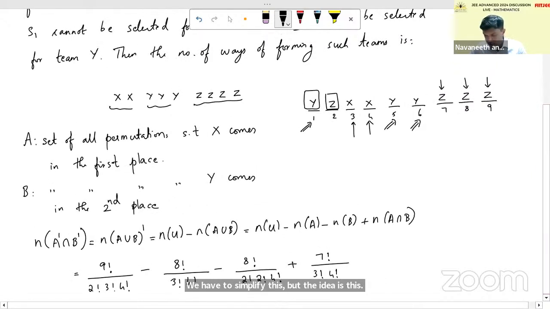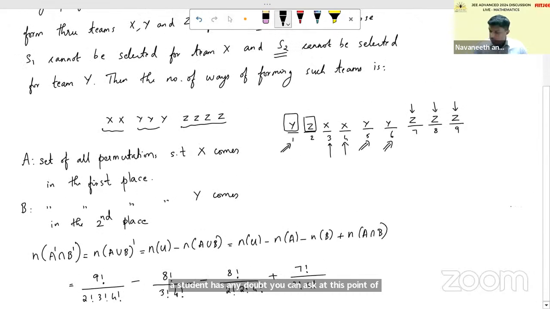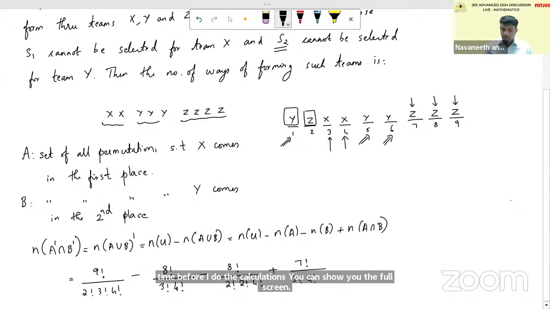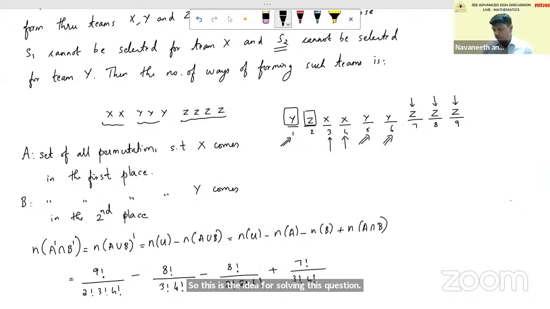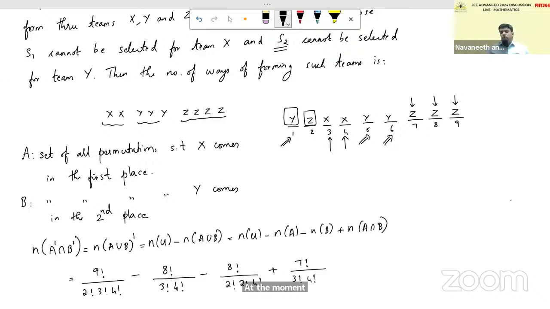So if a student has any doubt, you can ask at this point of time before I do the calculations. I can show you the full screen. So this is the idea for solving this question. Any doubts at this point of time from students? Any student who has a doubt in the concept, maybe not the posted student, can also post questions in chat. We can allow them to talk by unmuting, if anybody would like to ask any questions. At the moment, okay, I think we don't have any questions, sir.